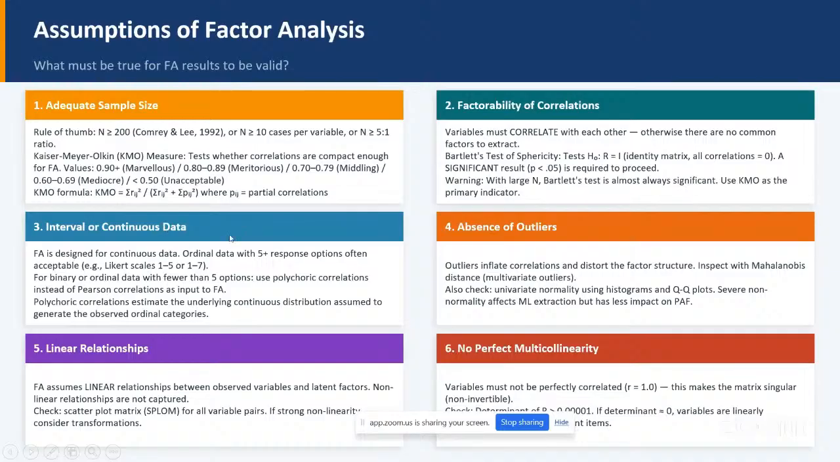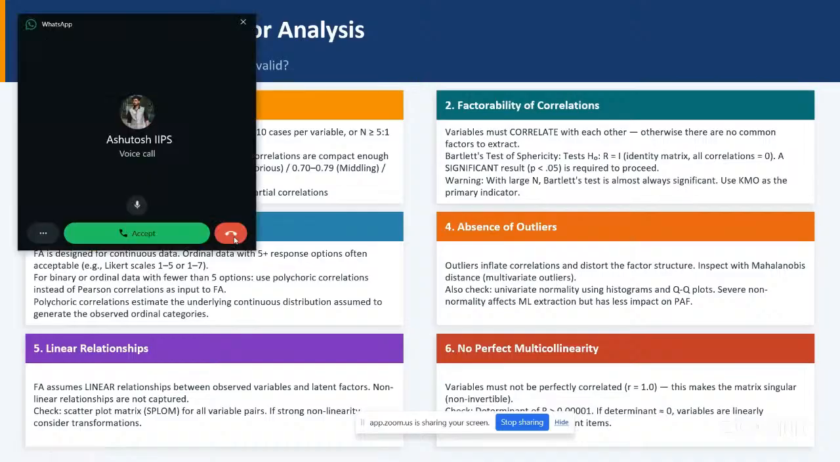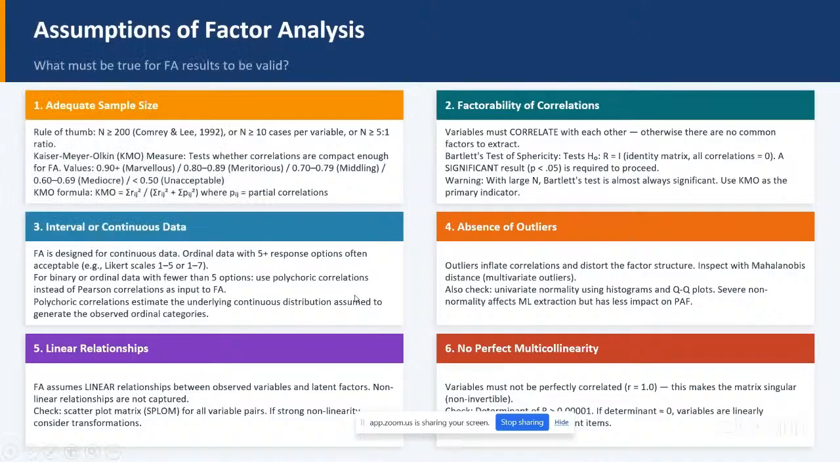And data must be continuous. You can say Likert scale, all those things, you have an idea of all of these. Absence of outliers, like we can't deal with outliers, right? So to check whether there are outliers or not, we will be testing with the univariate normality test and QQ plots also. I will be explaining this part also.